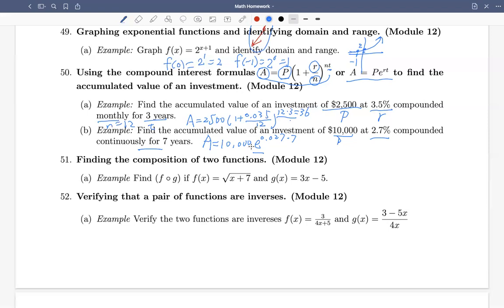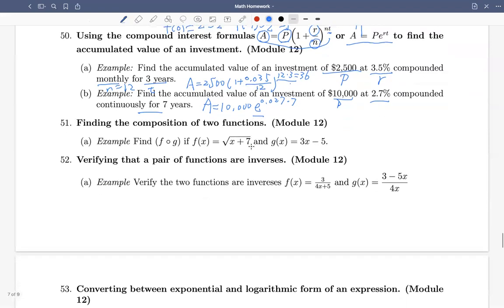All right. 51. Finding composition of two functions. So this is F composed with G. This means F takes G as input. Right. How is G defined? G is defined as 3x minus 5. How is F defined? F is the square root of the input. The input is 3x minus 5. Then add 7. Simplify this.